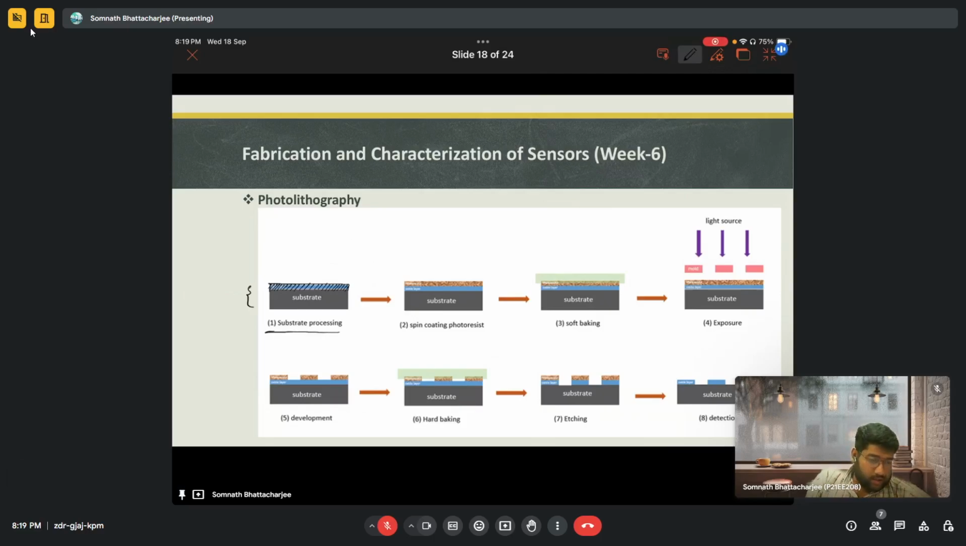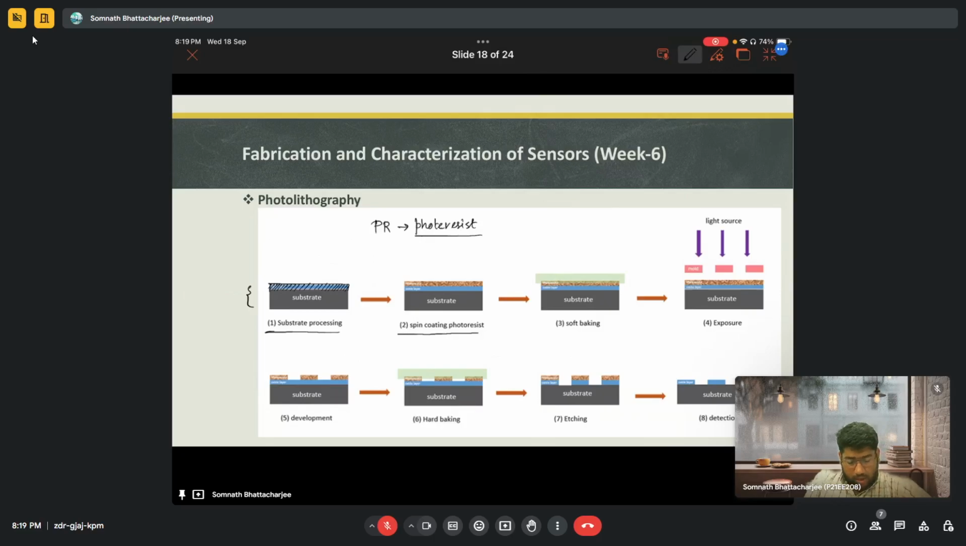We try to clean this substrate using, let's say, nitrogen blow or something, or maybe we preheat the substrate, or these kinds of things. Now, in the second step, what we do is that we spin coat the photoresist. So there's a chemical called photoresist.